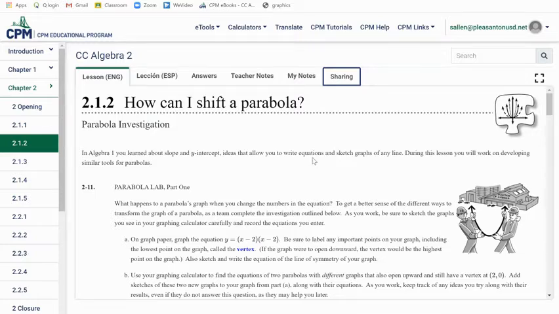So this is an introduction into section 2.1.2, which is about parabolas, so quadratics. You guys are going to start with number 11. So I'm going to just kind of read this.